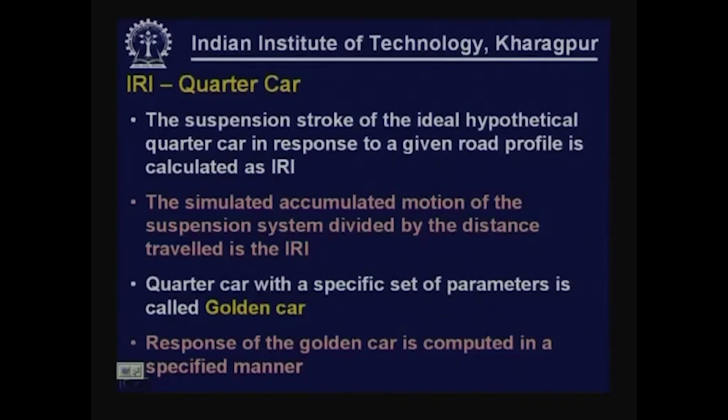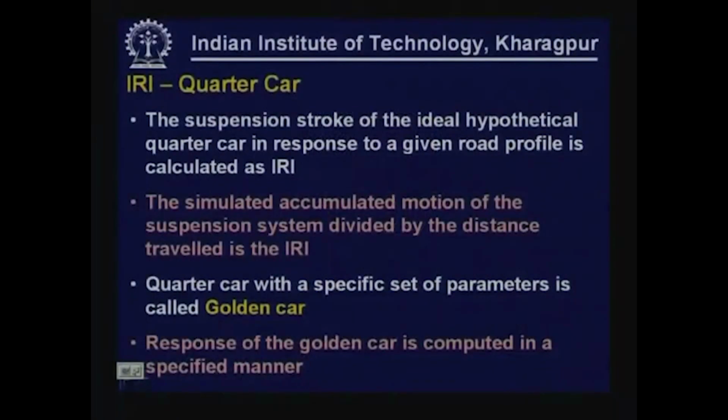because as you have seen here, there are certain parameters that we have to select: the body mass, axle mass, the suspension system, spring and the dashpot parameters, and the spring representing the tire. So, all these parameters have to be selected and then put in the dynamic system, so that we can calculate the vertical movement of the suspension. The response of the golden car is computed in a specified manner. How the profile has to be processed, how the suspension system movement has to be calculated, there is a set of steps that are involved in computing the IRI.